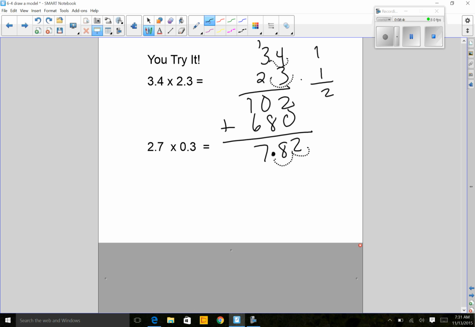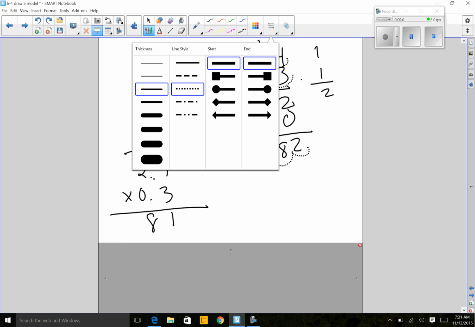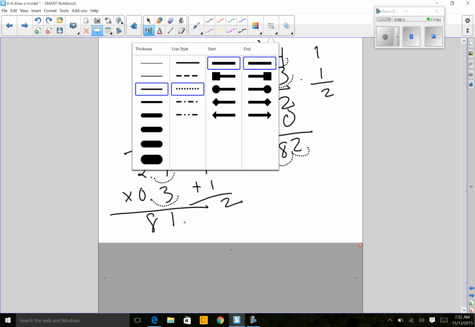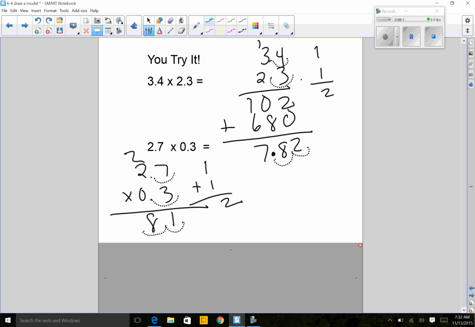Okay, now my other one was 2 and 7/10, which is a little bit easier. 7 times 3 is 21. Carry the 2. 3 times 2 is 6, plus 2 is 8. I've got 1 decimal place, 1 decimal place. So 1 plus 1 is 2. So we're going to move this over 1, 2 decimal places. 81 hundredths would be our answer.